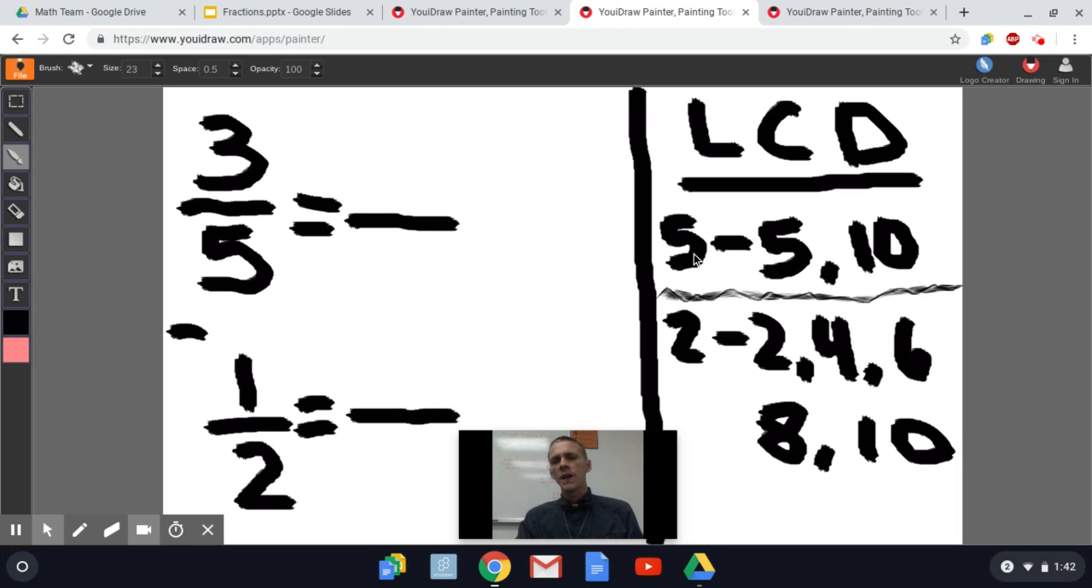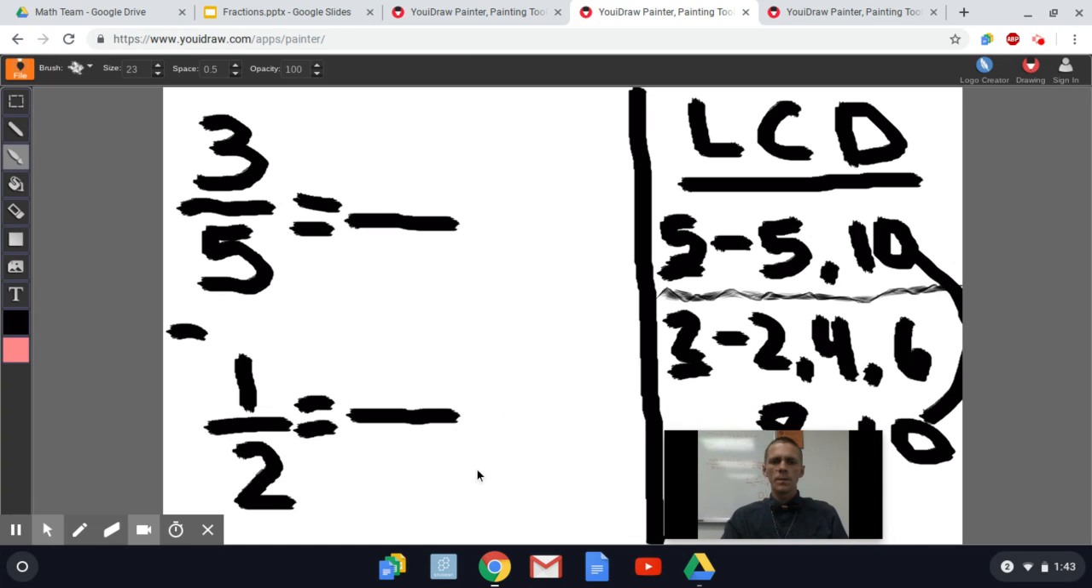So let's take 5 and find the multiples. The multiples of 5 are 5, 10, 15, 20, you can keep going. Now the multiples of 2 are 2, 4, 6, 8, 10. So to find the lowest common denominator, get your denominators and count the multiples up until you have a number in common.